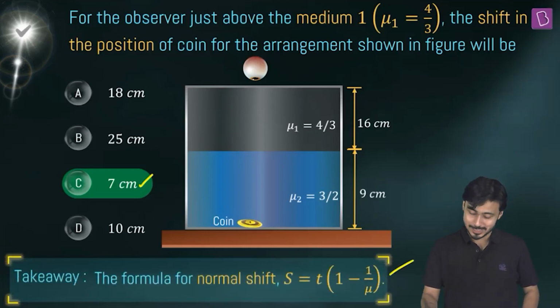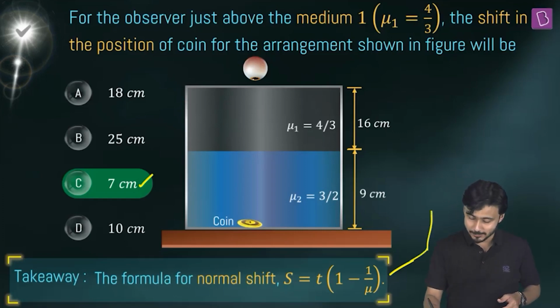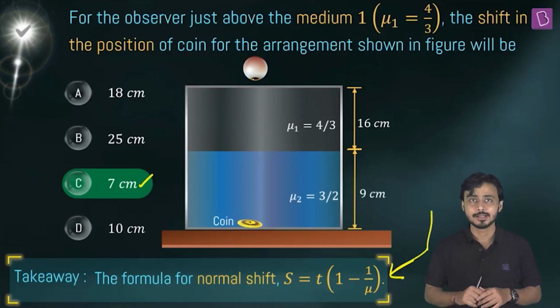You should remember this formula. Formula for shifting via a parallel slab. This will be helpful in the examination to save some time, right? Okay, so option C will be my correct option in this case.